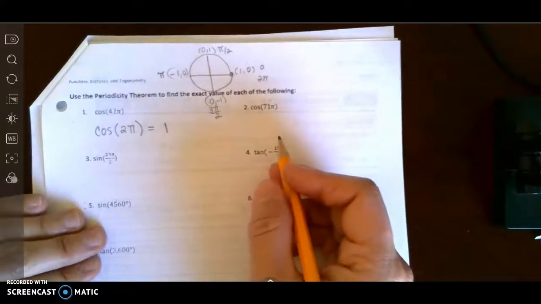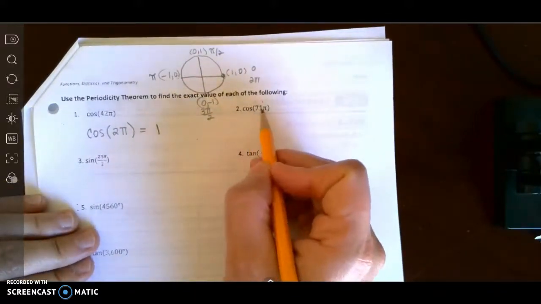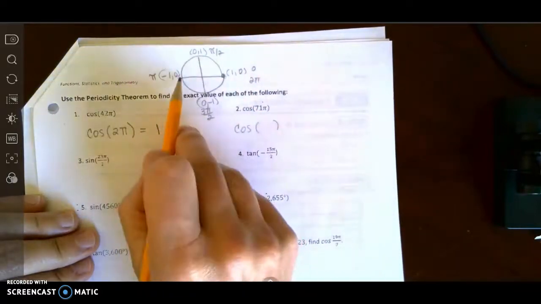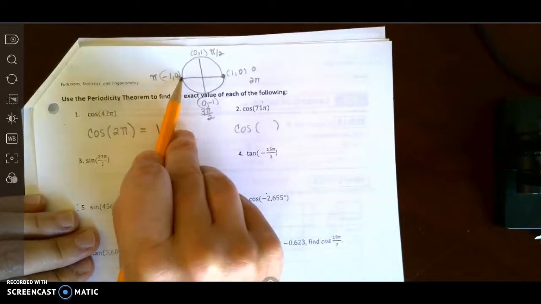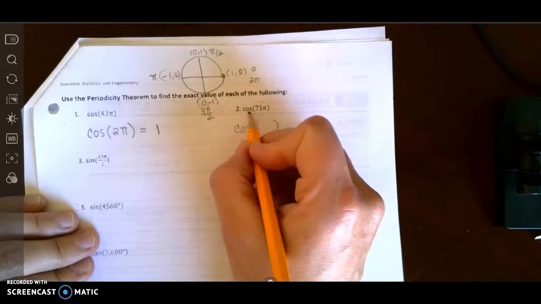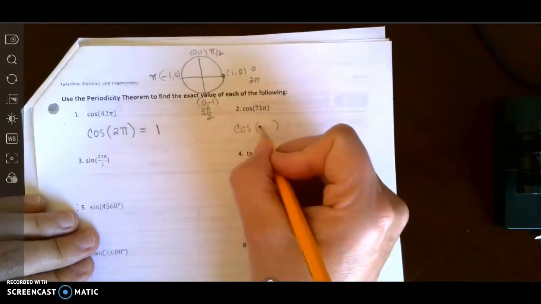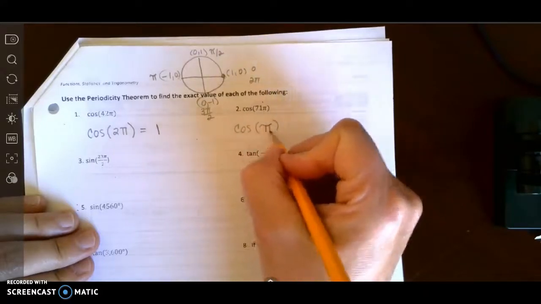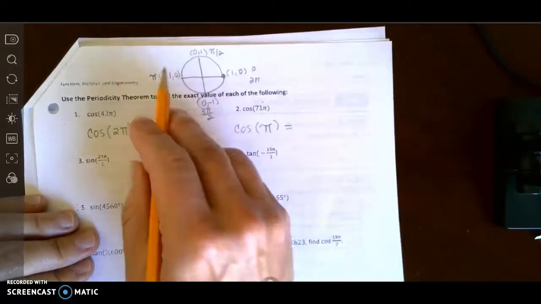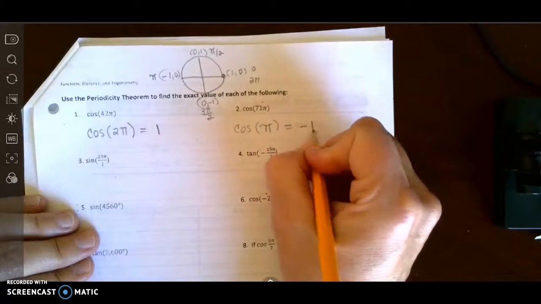Okay, so let's look at number 2. Where would 71 pi be? That would be over here, because 71 is an odd multiple of pi. So finding the cosine of 71 pi is the same as finding the cosine of pi. And the cosine of pi, the x-coordinate at pi, is negative 1.